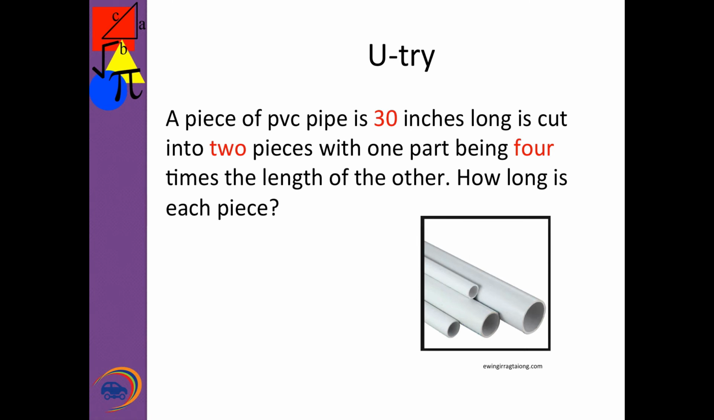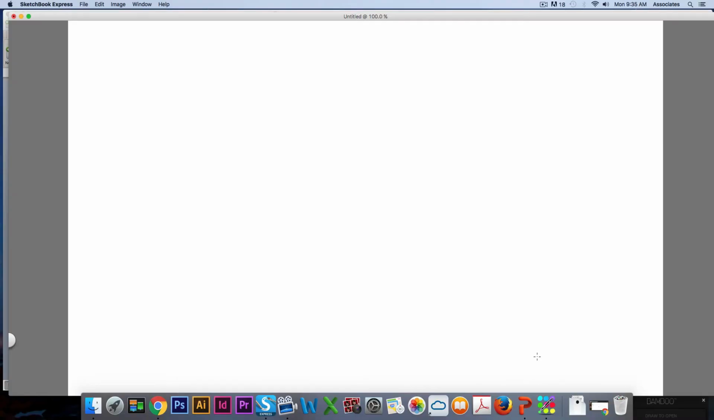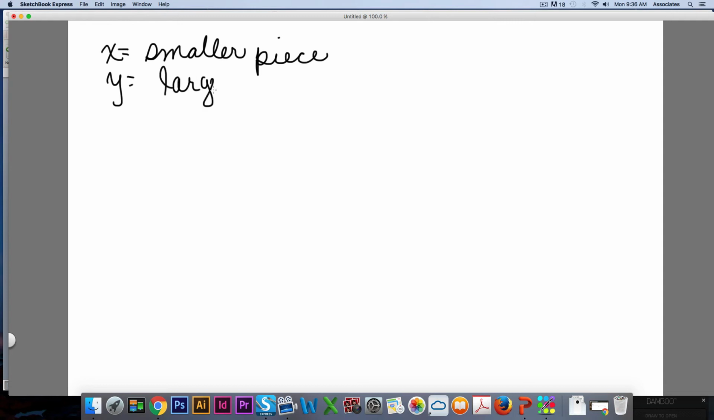Welcome back. Let's go to our slates and see what we can do about this problem. First of all, we've got 2 pieces of the PVC. I'm going to let X, just by my choice, be the smaller piece. I find in most cases it's easier to make X the smaller piece and Y the larger. If you did it the other way around, it doesn't really make any difference.